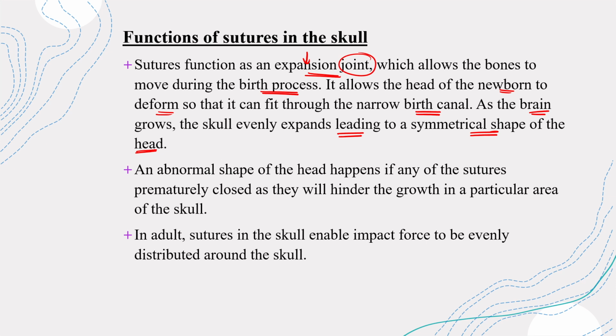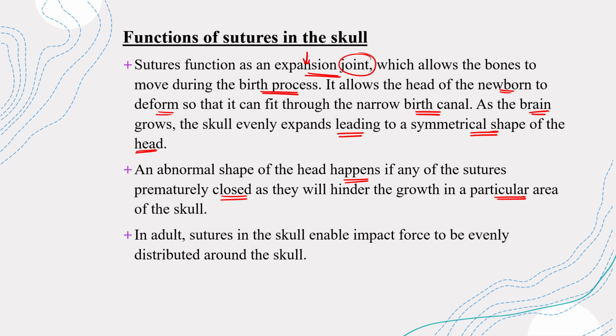Another point is that an abnormal shape of the head happens if any suture closes prematurely. It makes an abnormal shape of the skull and hinders the growth of that particular area of the skull. So it's really very important that sutures close at the right time. Every area of the skull has a set time, for example after a few months or a few years, when the sutures close and fuse and make the proper structure of the skull.